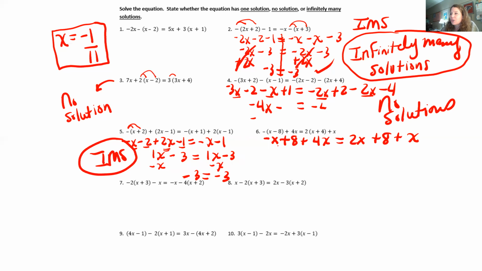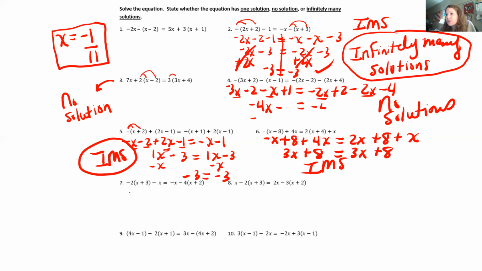We're going to combine like terms. -1 plus 4 is 3x. Bring down +8 is equal to 2x plus 1x is 3x plus 8. They match exactly, so I'm going to stop and I'm going to say the answer is infinitely many solutions.